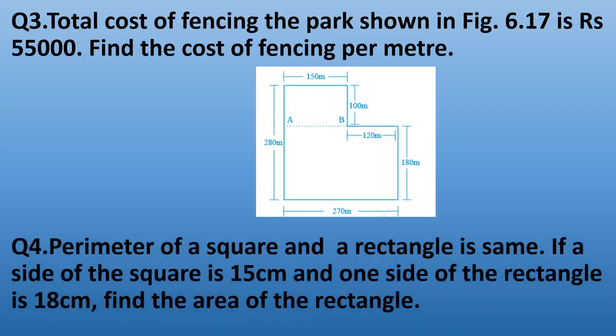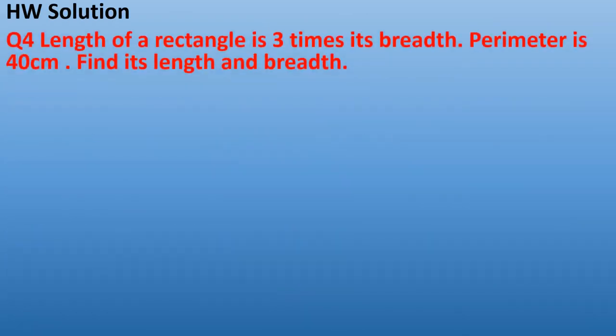Now see the homework solution of lecture 11. In that lecture also I have given you 4 questions, 3 questions same that we have done in the classwork. Fourth question is, length of a rectangle is 3 times its breadth. Perimeter is 40 centimeter. Find its length and breadth. These type of questions we have done yesterday. Times means multiply.